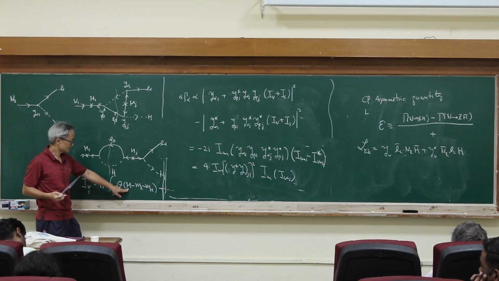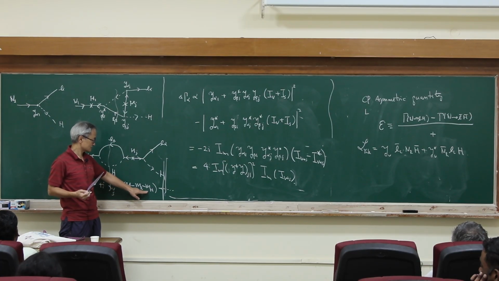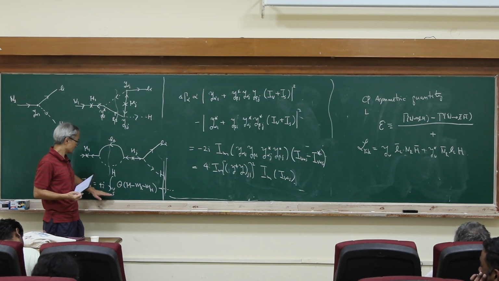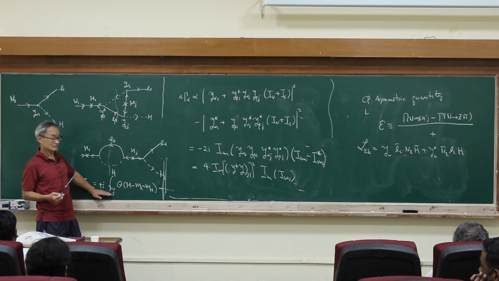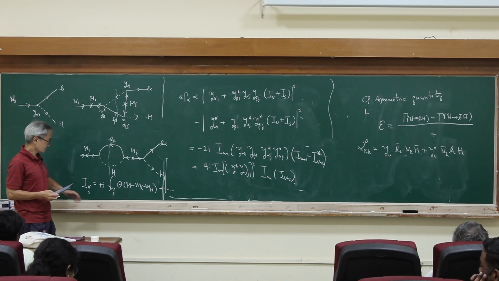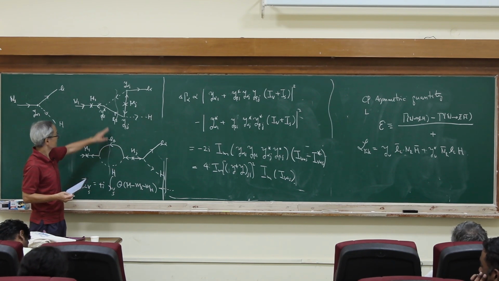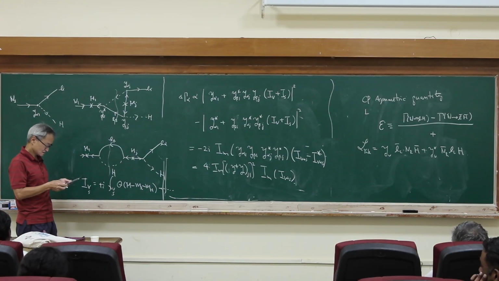So only when M is larger than the masses in the loop, you get a non-vanishing contribution. So it's your homework to do this one calculation and see this.